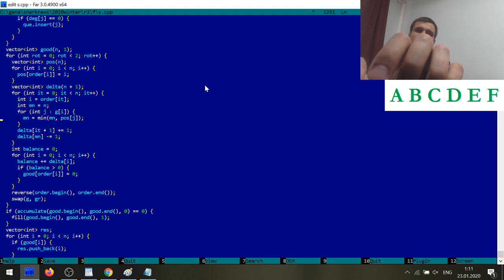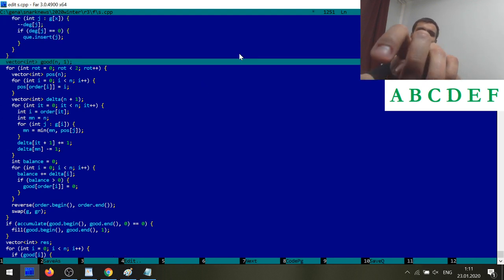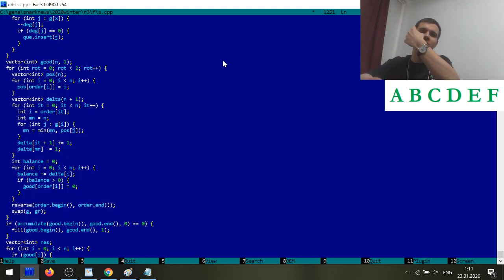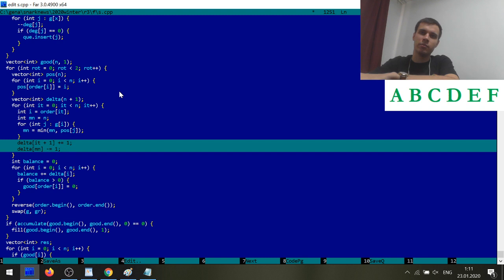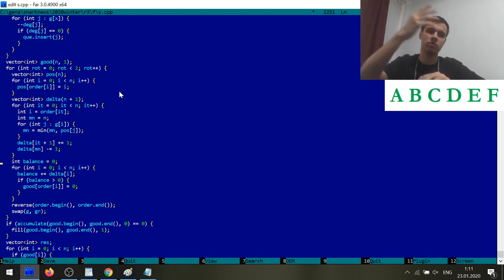I mean, I guess if you just look at this code, you can realize what this code is doing. I just find any topological sorting, and then for every vertex I find the closest outgoing edge to the right, and mark all vertices on this segment as false. And then I go from right to left and do the same. And that's all.